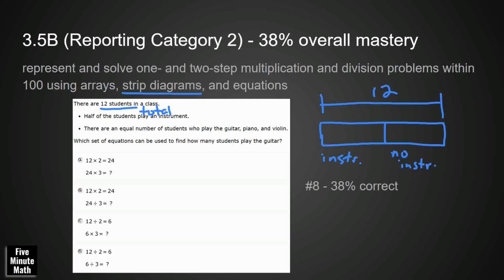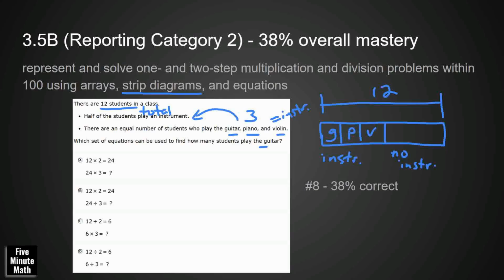Now, there are an equal number of students who play the guitar, the piano, the violin. There's three of them. Now, what I need to know is that these three are instruments. So piano, guitar, violin equal the instrument, and that's going to be a vocabulary challenge for some of our students. Now, I'm looking for how many students played the guitar. Well, of this half, I need to cut it into three equal parts. Here's my guitar, there's my piano, there's my violin.